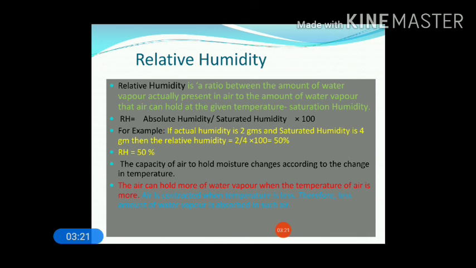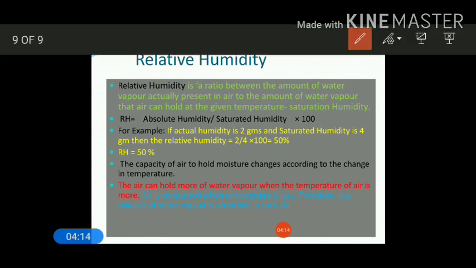Okay, now coming to next, relative humidity. Now what is exactly relative humidity? Relative humidity can be defined in this way: a ratio between the amount of water vapor actually present in the air to the amount of water vapor that air can hold at a given temperature, what we call saturated humidity. So relative humidity is equivalent to the actual humidity divided by the saturated humidity, which is multiplied by 100 to find out the percentage form. So relative humidity is generally enumerated in a percentage form. I have already given the equation here: relative humidity equals actual humidity by saturated humidity, into 100.